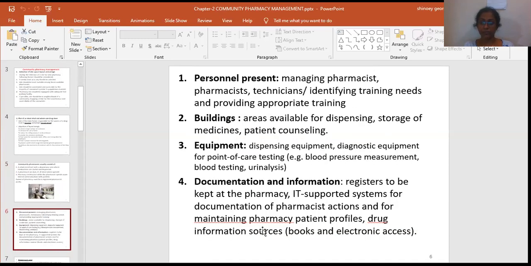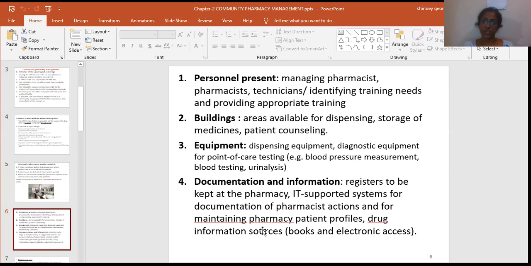Then apart from that, we need a sufficient number of personnel, that is, a sufficient number of pharmacy staff and technicians should be available. Proper buildings or proper areas are needed for starting a community pharmacy, for the dispensing area, storage area, counseling area, and for the manufacturing area.